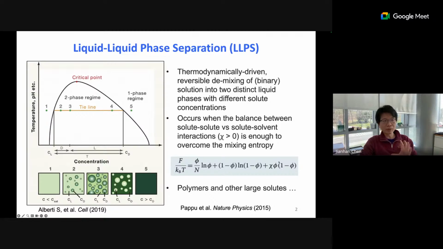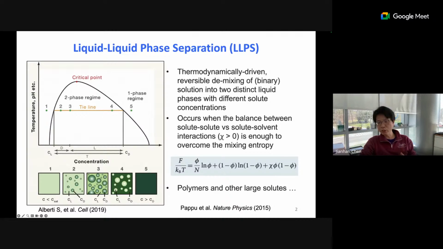The simplest way to understand this process is using this particular equation. This is called Flory-Huggins theory. This F is the free energy of a phase. The first two terms, where phi is a fraction, you can think of as a concentration, are essentially the entropy of one phase and the entropy of the other phase. Then there is this sigma term, which is the interaction between the solute and the solvent.